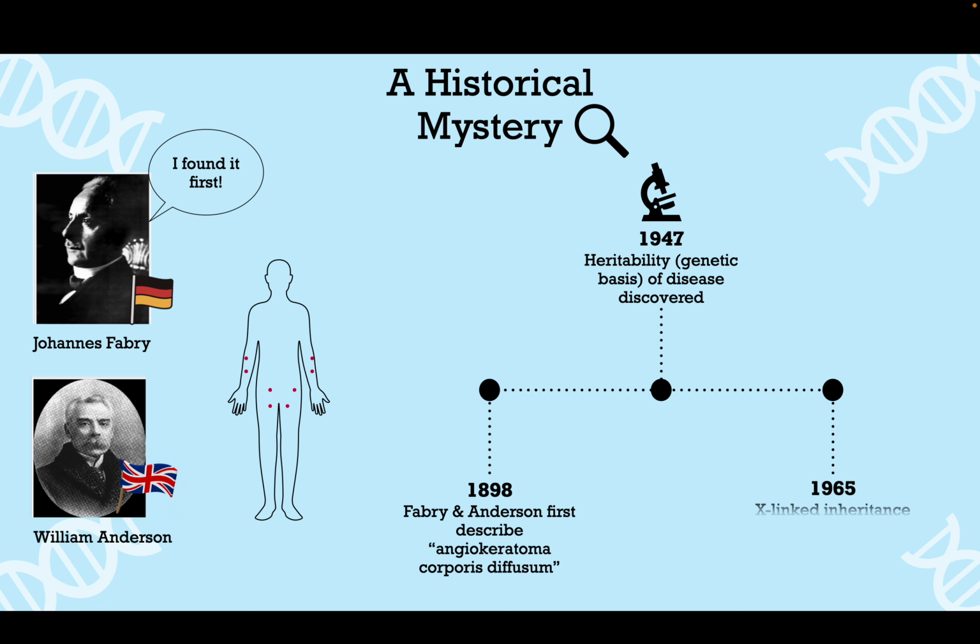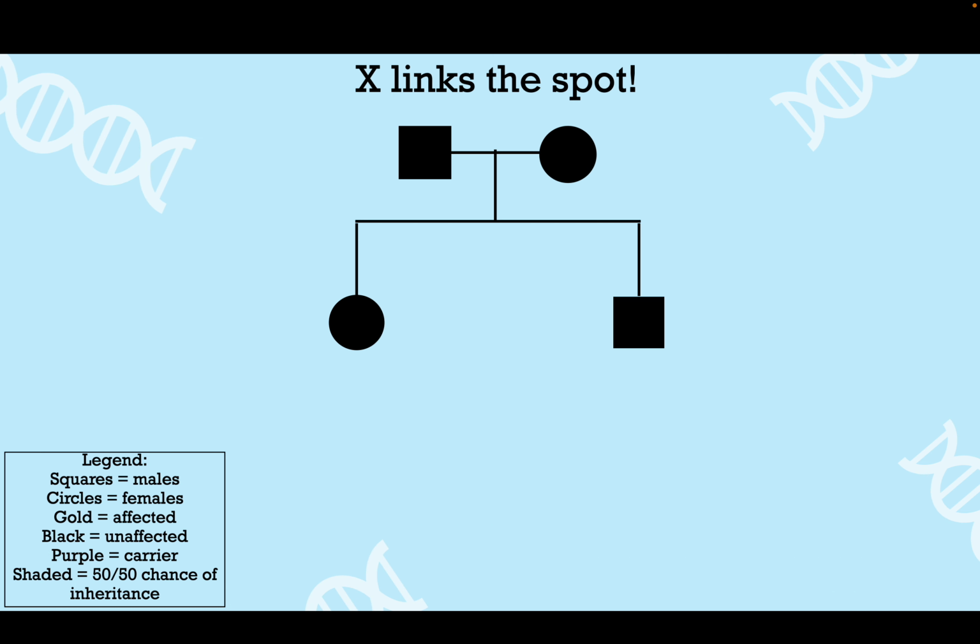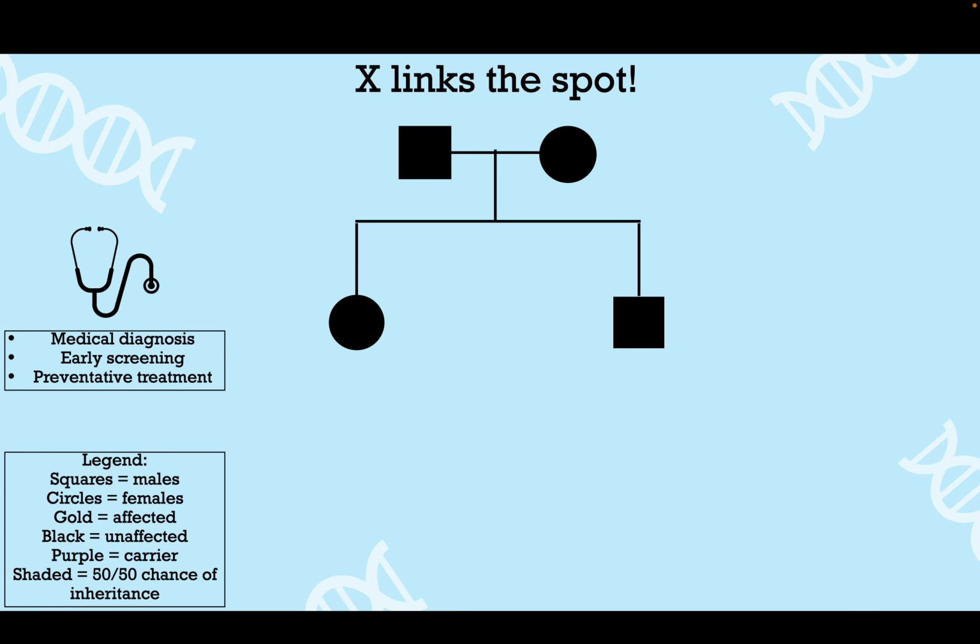And it wasn't until 1965 that they understood how this disease was inherited, the X chromosome inheritance pattern, on a gene called GLA. But what exactly does X-linked inheritance mean? And why do we even care in the first place how the disease is inherited? Well, understanding the pattern of inheritance actually helps physicians make better and more accurate medical diagnoses. And for Fabry disease, early screening and preventative treatment can be extremely helpful for reducing those severe symptoms like organ failure. So let's dive into the workings of X-linked inheritance.